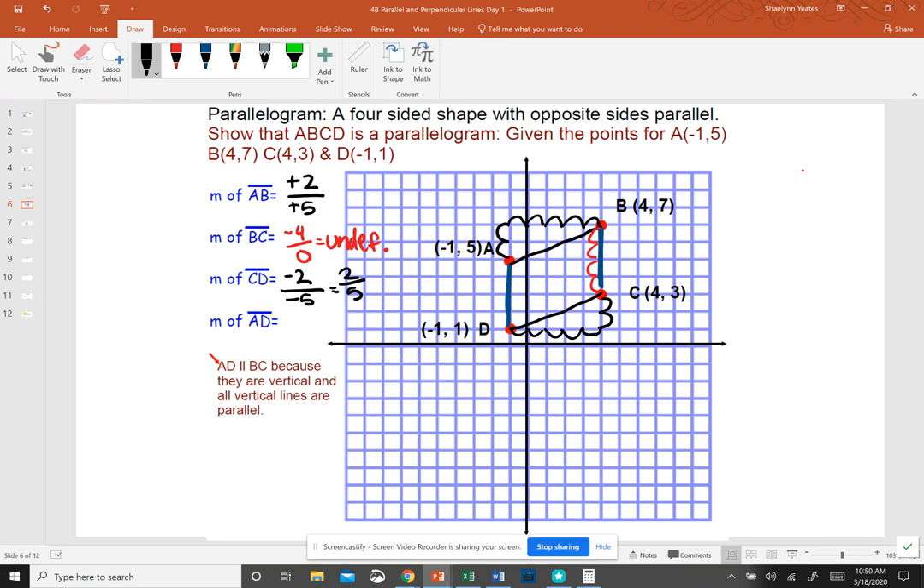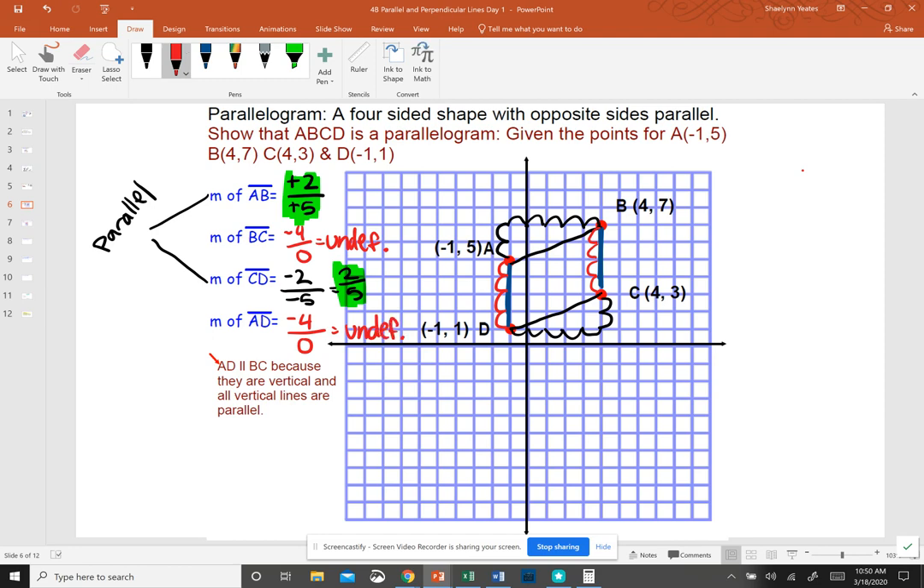Are there any other slopes that we've already written that are the same? You might have noticed that this is the same as this. So these two lines here are parallel. Okay, so now our main goal is to see if AD is also parallel to BC. So let's see, from A to D, we go down 1, 2, 3, 4. So I went down 4, but then I don't go over anything. So that's over 0. Anytime I divide by 0, this is undefined.